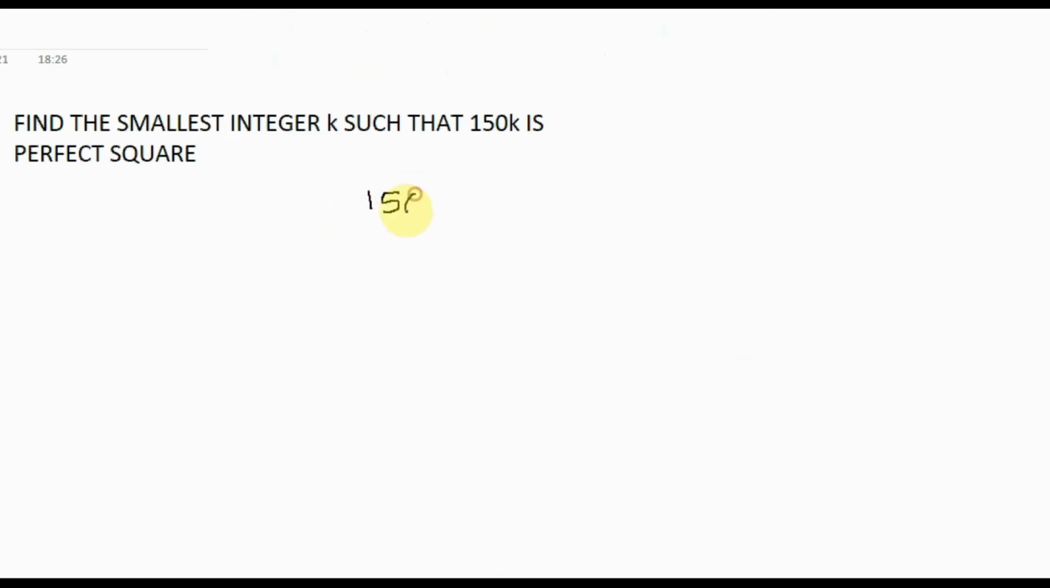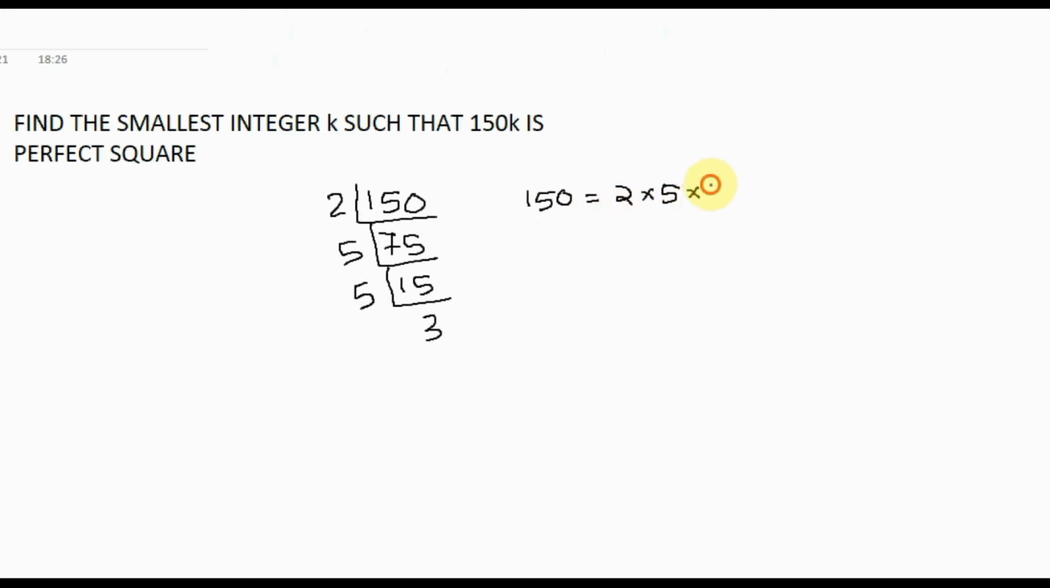So, 150 we can factorize by 2, that is equal to 75. Again, this is the 75, then we can use 15. 5 times 15, that is equal to again 5, again 3. So 150 you can write 2 into 5 into 5 into 3.